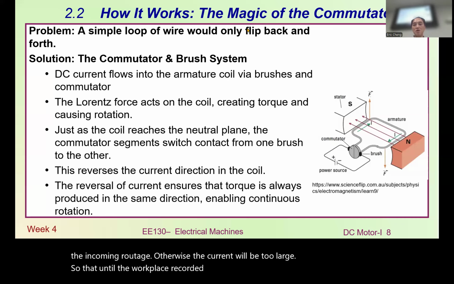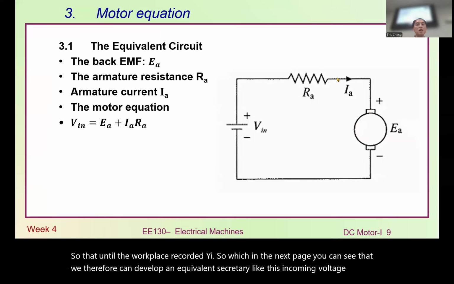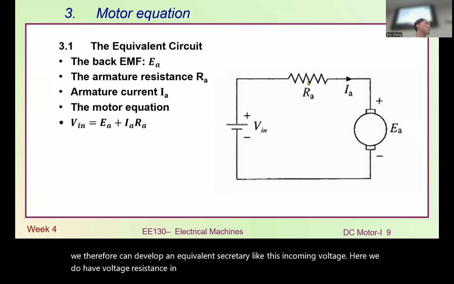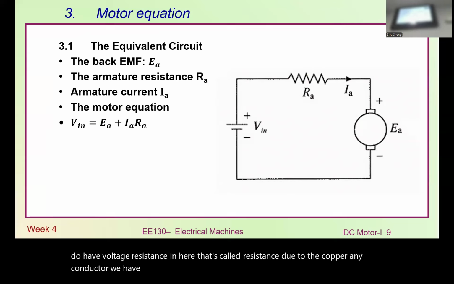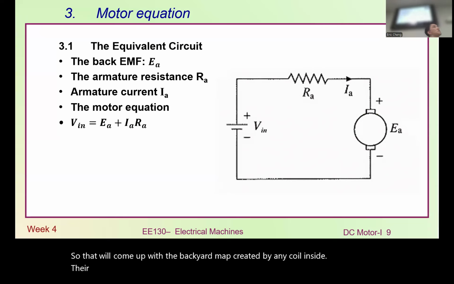On the next page, you can see that we can therefore develop an equivalent circuit like this. The incoming voltage is here, and we have a voltage drop across the resistance in here, the resistor due to copper. Any conductor has resistance. And then we also have the back EMF, EA. A represents the armature, or winding, which we call the armature. That is the back EMF created by any coil inside. The concept is the same as when you apply a voltage to a coil, there will be some voltage developed on the coil.